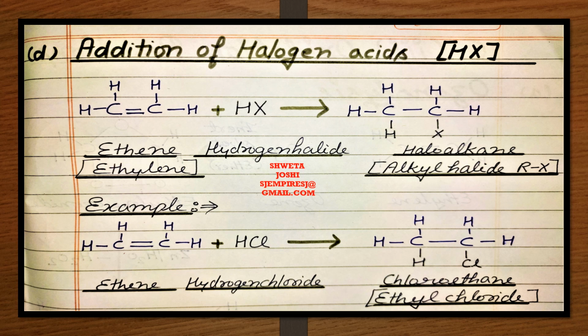Now taking up the example of the reaction between ethene and hydrogen chloride. After dissociation of the bond between the carbon-carbon atoms, one hydrogen will attach to one carbon atom and the Cl part will attach to the second carbon atom. So after the reaction, ethene will be converted into chloroethane, which is commonly known as ethyl chloride.